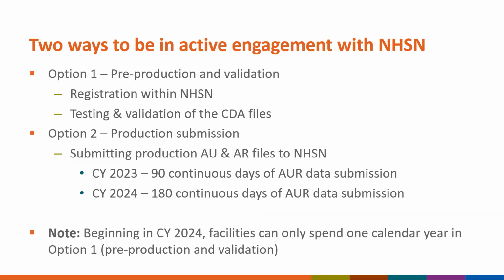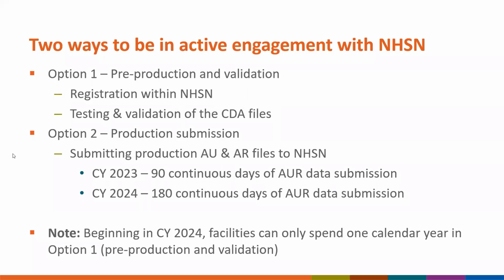And then the annual report for a given calendar year is sent by NHSN on February 1st of the following year. So for example, if they wanted to attest to production submission for calendar year 2024, they would have to have their AUR data into NHSN prior to that report being generated on February 1st, 2025. So ideally, they would be submitting throughout the calendar year of 2024, but the annual report is generated by us automatically on February 1st of each calendar year.